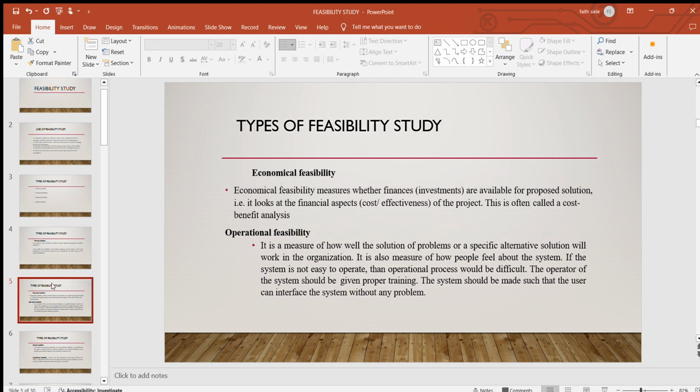Then we also have economical feasibility. Economical feasibility measures whether finances are available for the proposed solution. For example, it looks at the financial aspects, that is cost effectiveness of the project. So it compares the expected cost of the project with the anticipated benefits. And under cost, again, we can say that it calculates the financial return which is expected from the project.